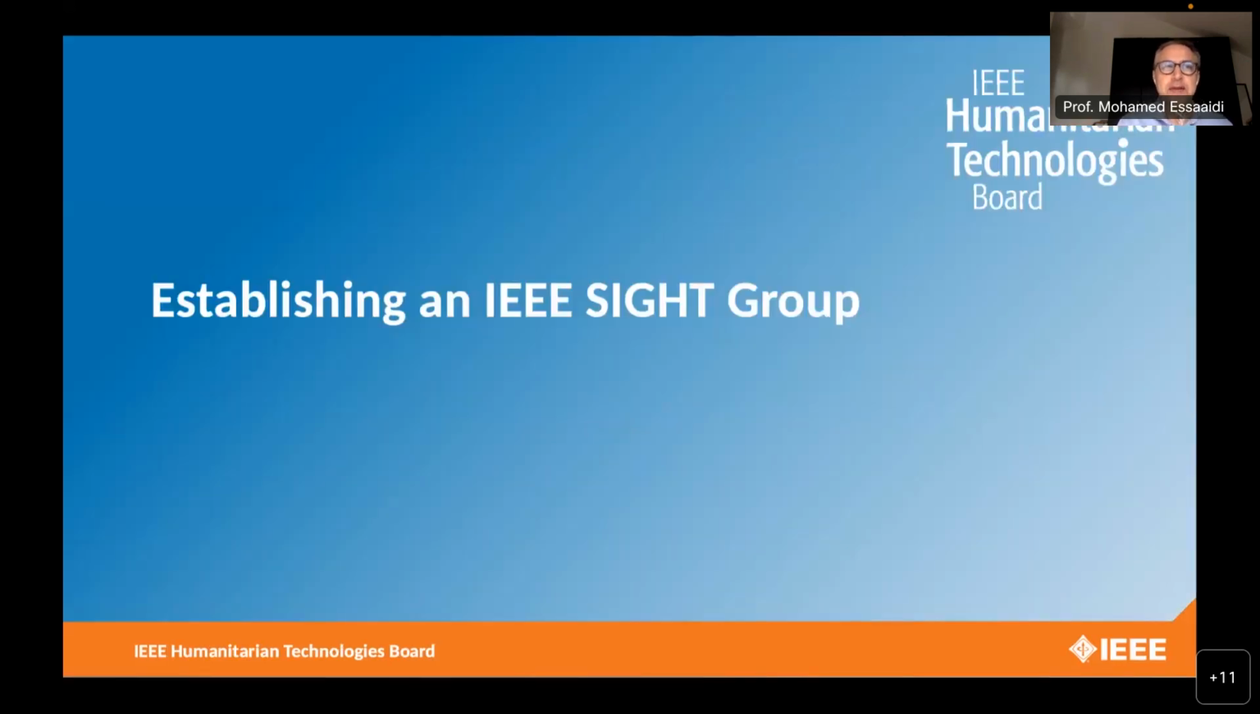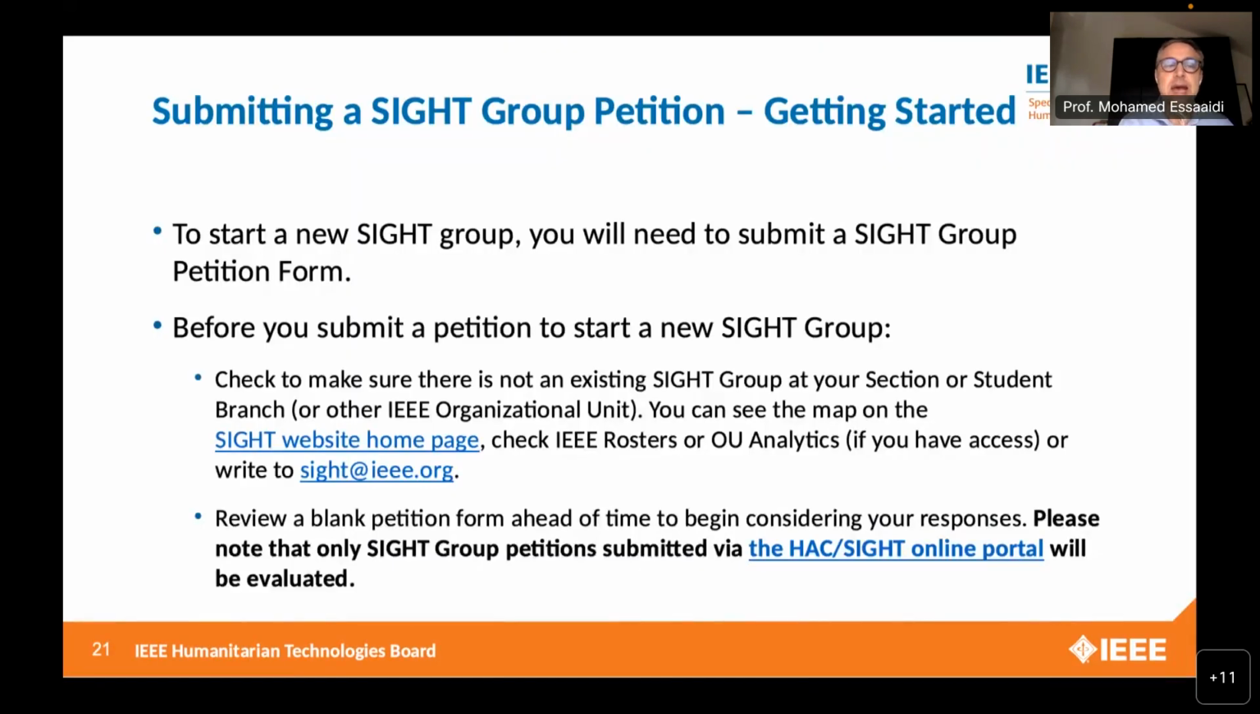Now let's move to another important aspect of this presentation, which will address how we can establish an IEEE SIGHT group for any students or even members wishing to establish a SIGHT group. We can see through this section how it could be done: submitting a SIGHT group petition, or getting started through this process. To start a new SIGHT group, you need to submit a SIGHT group petition form. This is the first step.